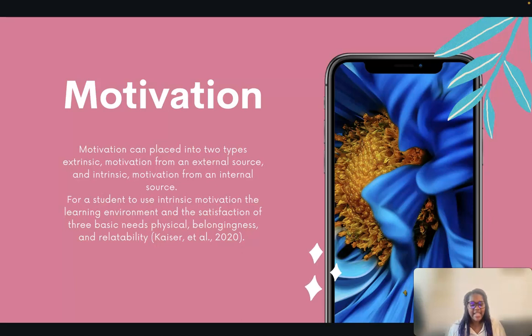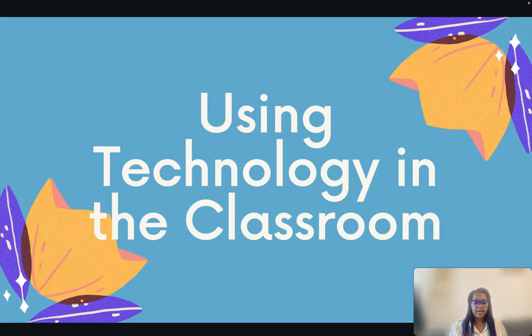And then we have intrinsic motivation, which comes from the student. To have intrinsic motivation occur, the learning environment and satisfaction of the three basic needs must be met, which are physical, belongingness, and relatability. We can achieve this by creating an environment where students are comfortable, encouraged to try, and are having fun. So what kinds of technology can we use?